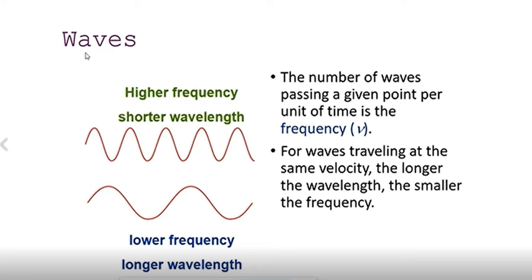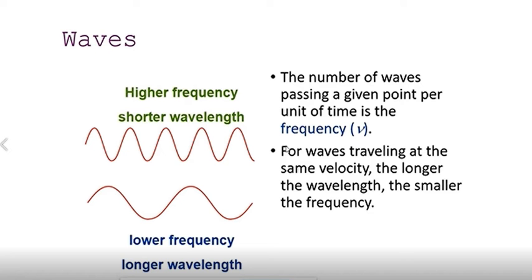These are some properties behind the waves. You have a higher frequency wave, right? If you have a higher frequency, then the wavelength is getting shorter. If you have a lower frequency, that means longer wavelength. Wavelength means lambda. Here you can see the difference.